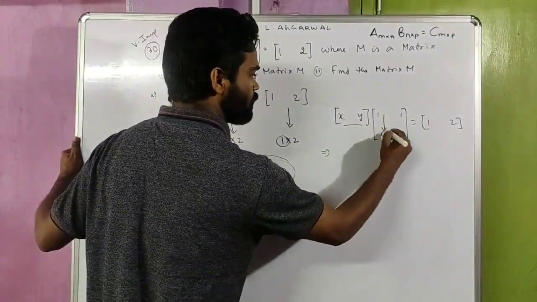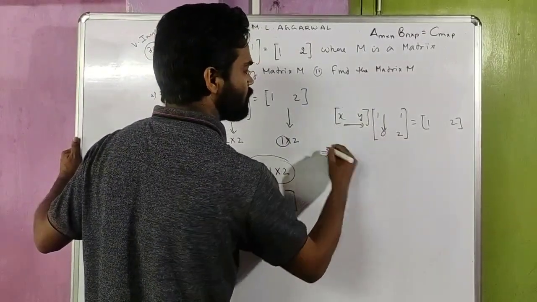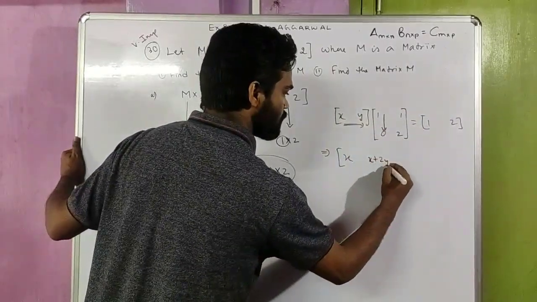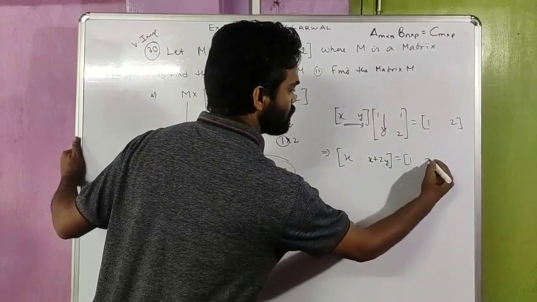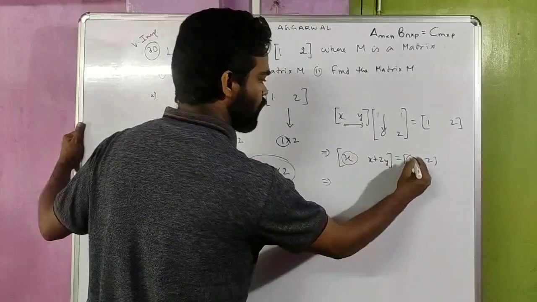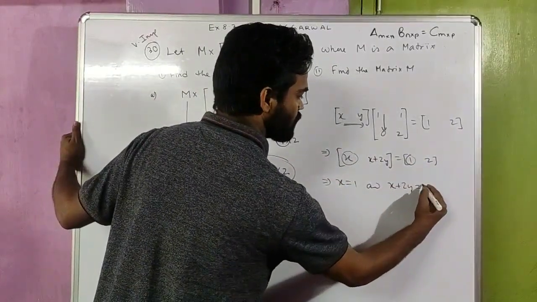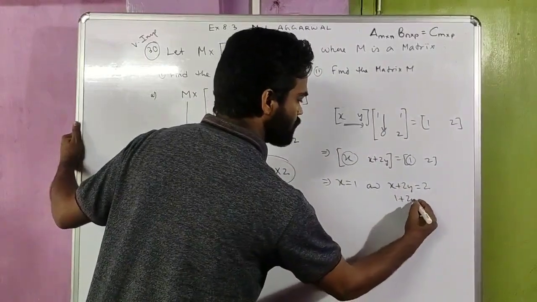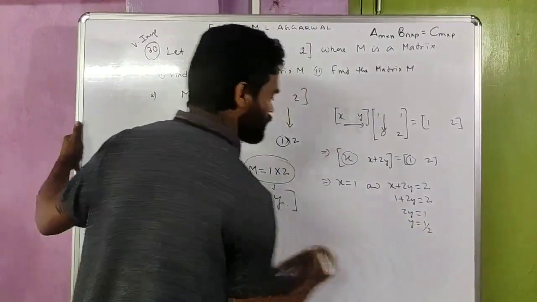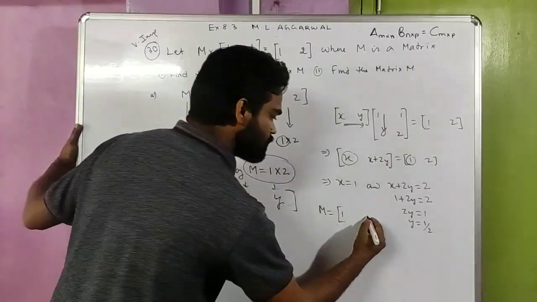First row, first column, so X plus 0, that will be X, and first row, second column, so this is X plus 2Y, and this is equal to, now we can clearly say that X equals 1 and X plus 2Y equals 2. Put the value of X, that's 1 plus 2Y equals 2, that's 2Y equals 1, Y equals half. So matrix M will be X is 1, Y is half.